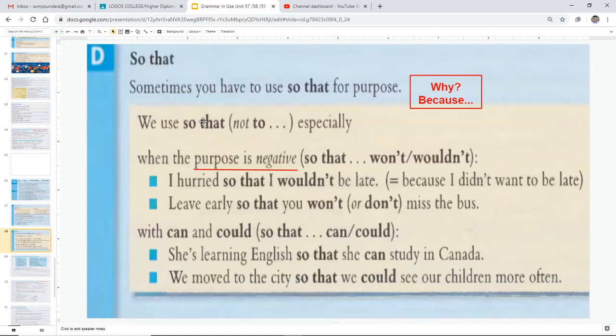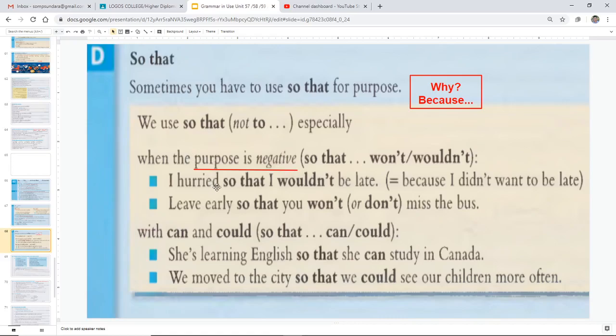We use "so that," especially when the purpose is negative. Okay? So when the purpose is negative, you're trying to say why you didn't do something, why you won't, why you wouldn't, why you don't want to do something. We use "so that" quite a bit here.